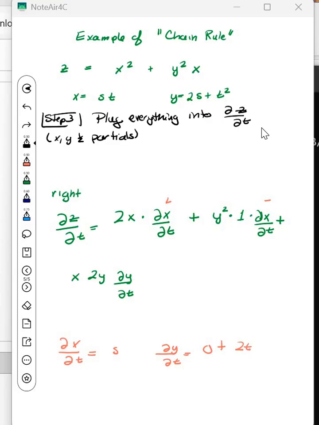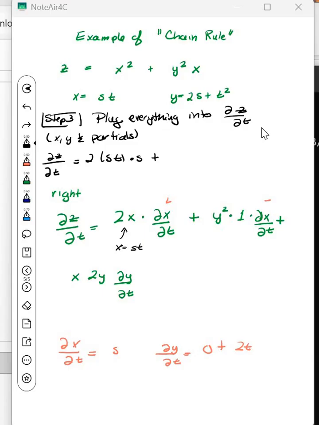Now you just plug everything back into the partial of z with respect to t. Wherever there was an x, you're going to plop in the function. Wherever there was a partial of x with respect to t, you're going to pop in those things from step 2. And what I get is a hot mess. If they didn't ask me to simplify it, don't simplify it. Why make another mistake? So x is s times t. So I'm going to substitute this x that I see right here for s times t. And then the partial of x with respect to t is s.